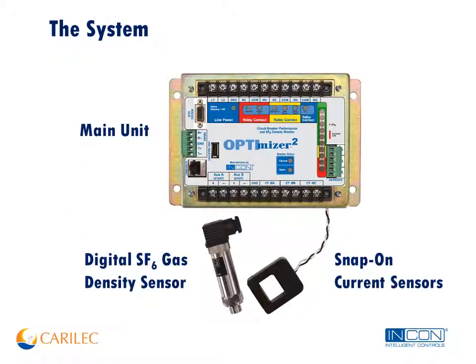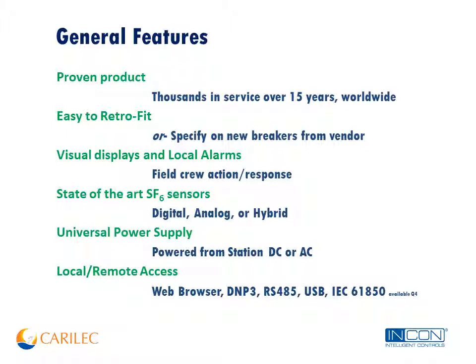So here's the basic system. You have the optimizer box that mounts inside the control cabinet of the circuit breaker. We have a digital gas density sensor, and then it also includes 3 snap-on current sensors which snap around your bushing CT secondary circuits. The general features are that it's proven. We've been at this 25 years, and for 15 years it has been one version or other of this optimizer. Today it's called the Optimizer 2.